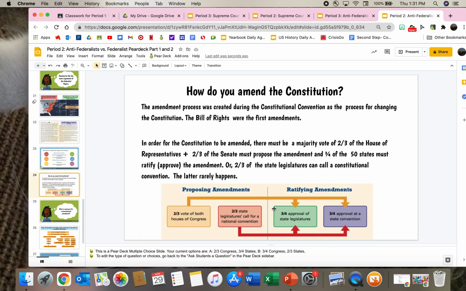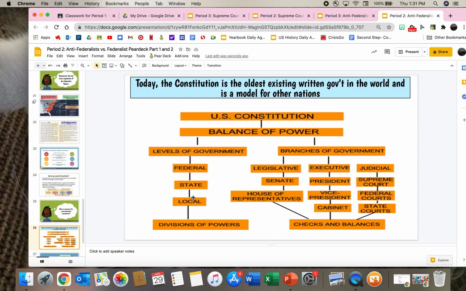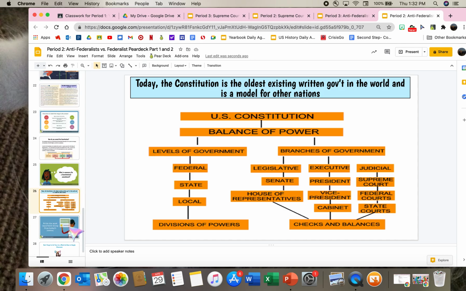Again, you can go up here and see right here. Then for this one, you're going to just read this little graph, and it explains our model for government, and because it is a model for other nations, and it is one of the oldest existing written governments in the world. And this is written government. It's not the oldest form of government. It's just that we wrote ours down on a fancy document.